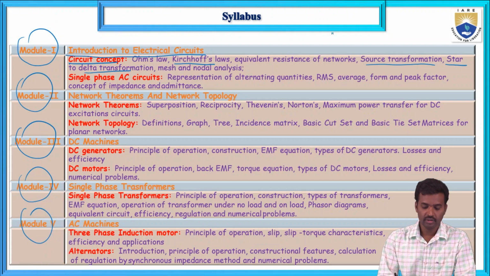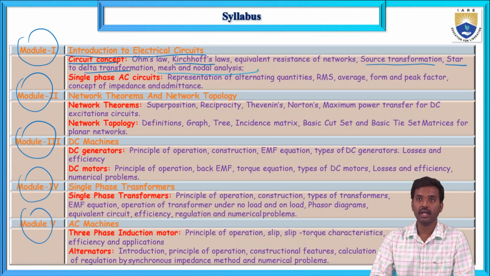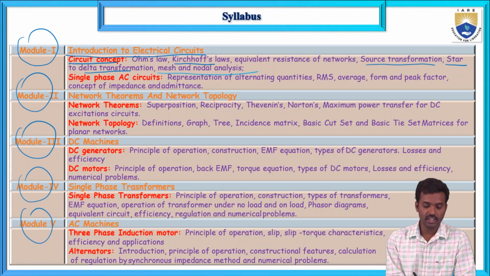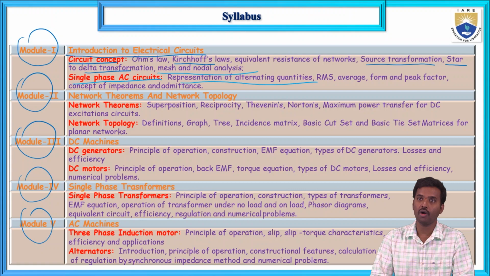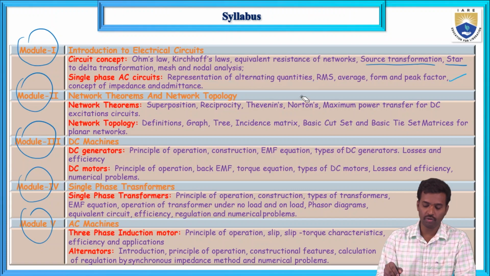Next, mesh analysis and nodal analysis. Next, AC quantities and single phase AC circuits: representation of alternating quantity, average value, RMS value, form factor, peak factor. Related to that, waveforms, problems, and the concept of impedance and admittance. This is about the first module.